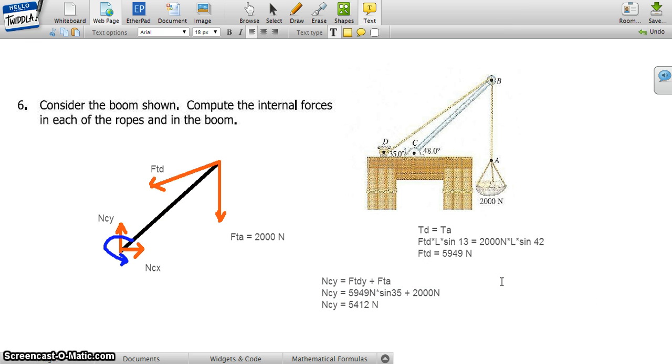I could figure out the NCX as well in a similar way. Set up a net force equation. NCX must be equal to FTDX. So NCX is equal to 5949 newtons times the cosine of 35 degrees. So NCX must be equal to 4873 newtons.